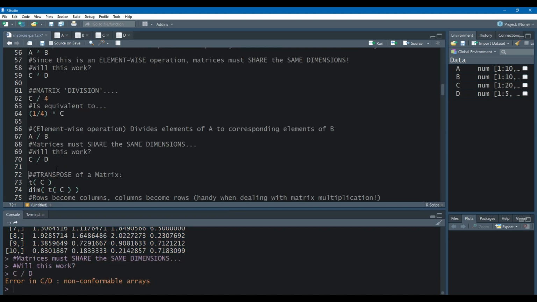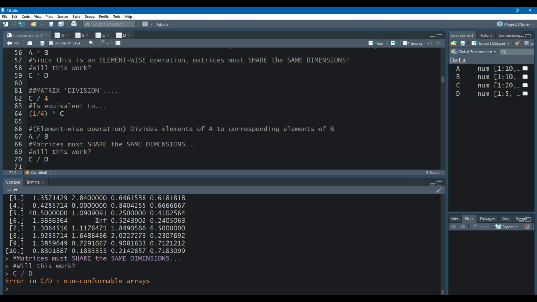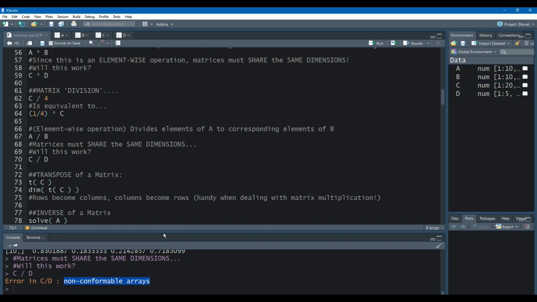Let's try C divided by D. Again, we get the non-conformable arrays error because we're dividing, or we could be multiplying, matrices that do not share the same dimensions.